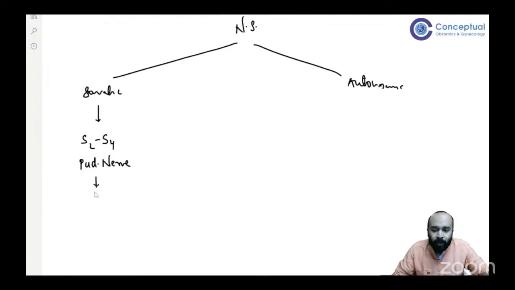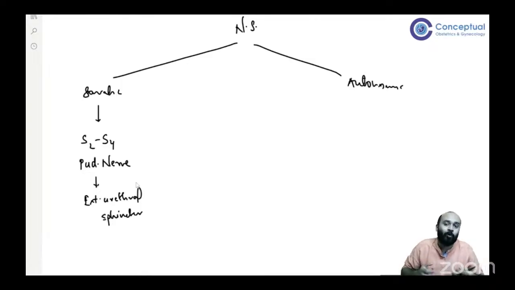This pudendal nerve is going to help you contract the external urethral sphincter, which is actually the manual sphincter which is in your control. So whenever you are, let's say, in a public place, and of course you do not want to soil your clothes, you do not want to involuntarily pass urine, this is the sphincter that is under your control, which helps you to voluntarily avoid urination despite you knowing that your bladder is getting full and you want to pass urine somehow. This is under your voluntary control.